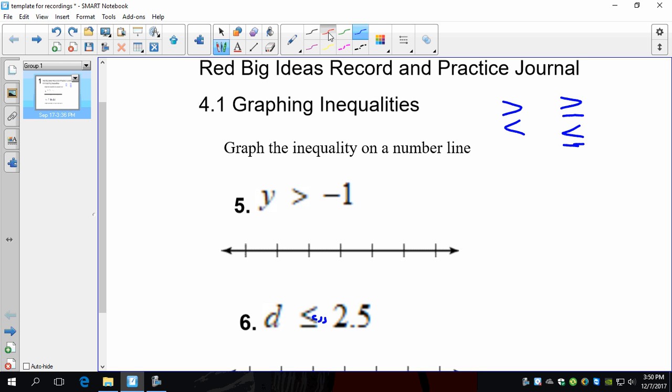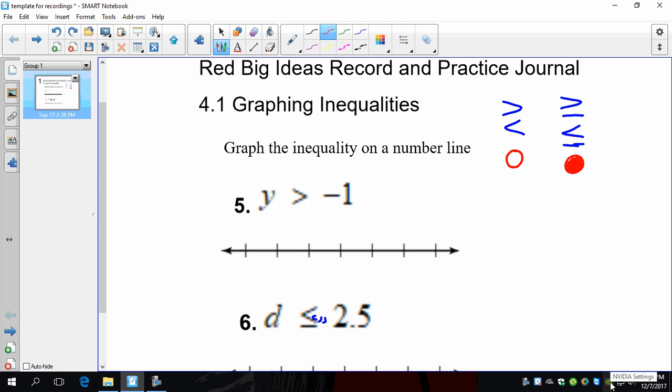A couple symbols here that we've worked with that we're going to use with inequalities. When we have greater than or less than, we're going to use an open circle. And then here's a couple new symbols. Greater than or equal to and less than or equal to, we're actually just going to do a circle, but then we're going to shade it in. So that's going to be kind of a closed or shaded in circle.